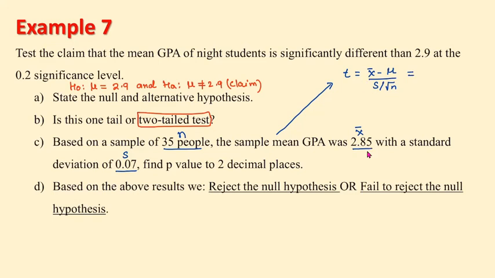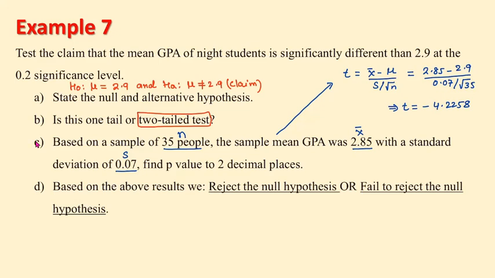So here we plug in the values. x bar is 2.85 minus the mean 2.9, divided by the sample standard deviation 0.07 over the square root of the sample size. Here the sample size is 35. And if we simplify that using a calculator, the value of t will be negative 4.2258.